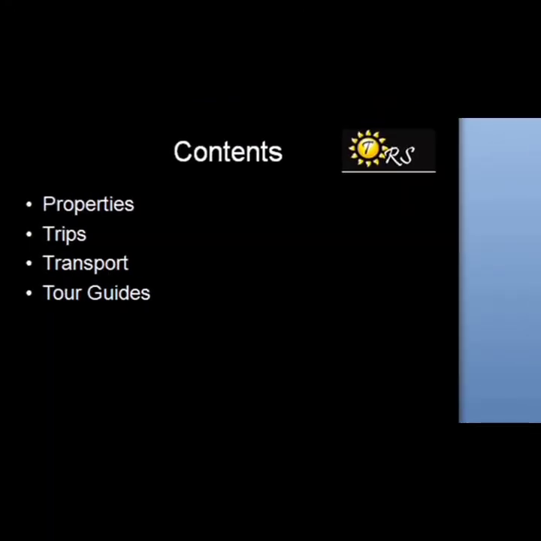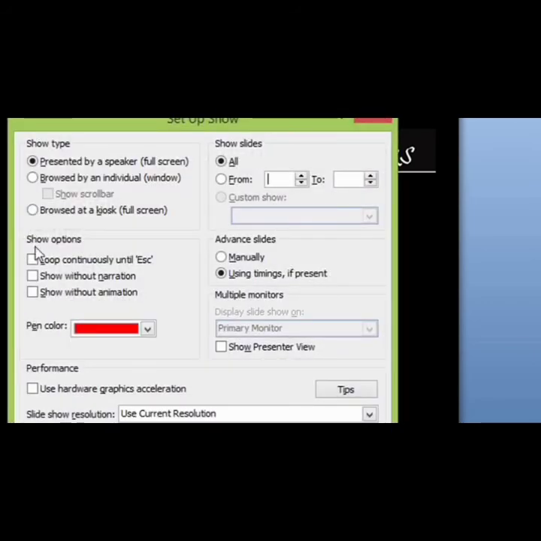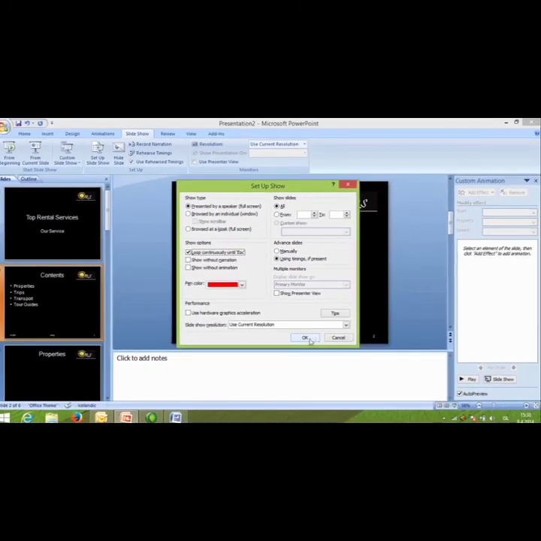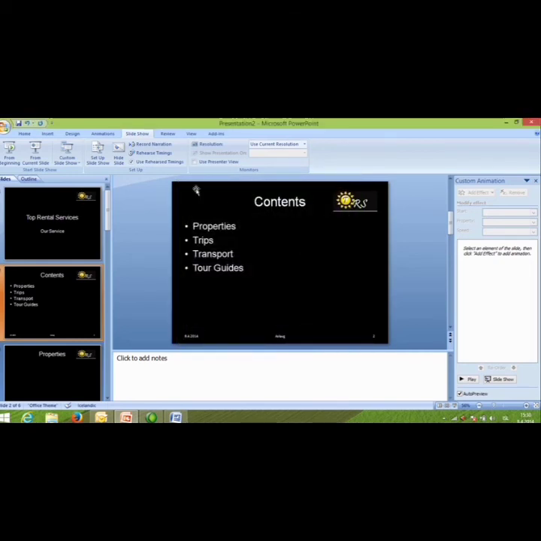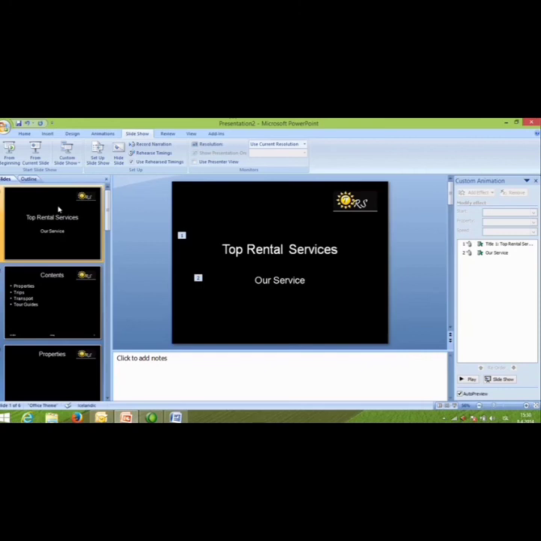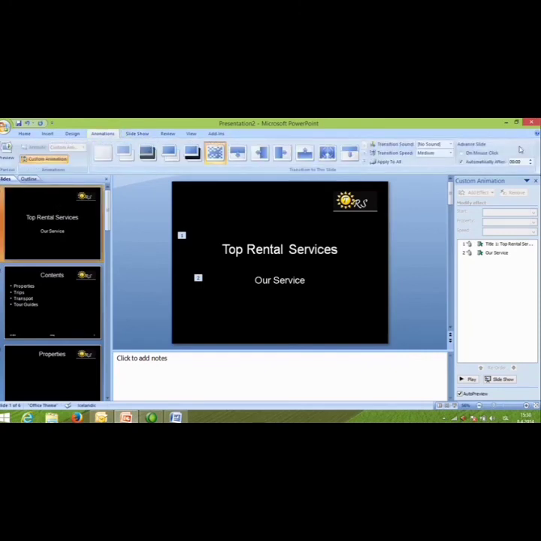Then you would have to select the tab slideshow and set up slideshow, and this option will be selected. Loop continuously until you press the escape button. Using timings if present, that means if you've changed the timings as we spoke of. And now you could save this by selecting OK. And if you have to give evidence for this during the exam, you would print screen this window, and you would also need to show the timings for each slide, and that can be done through the animation over here.